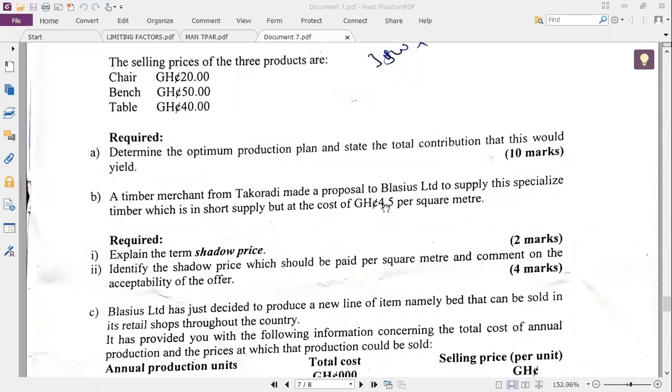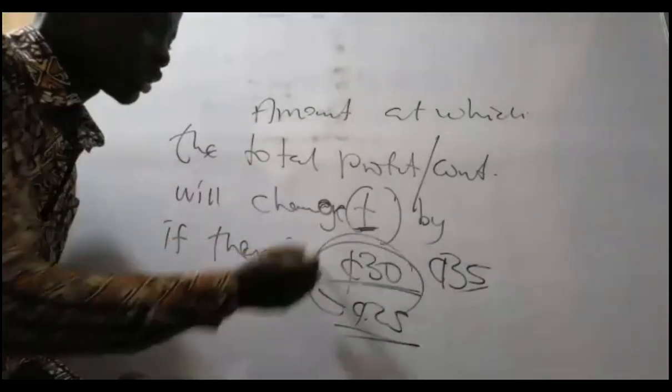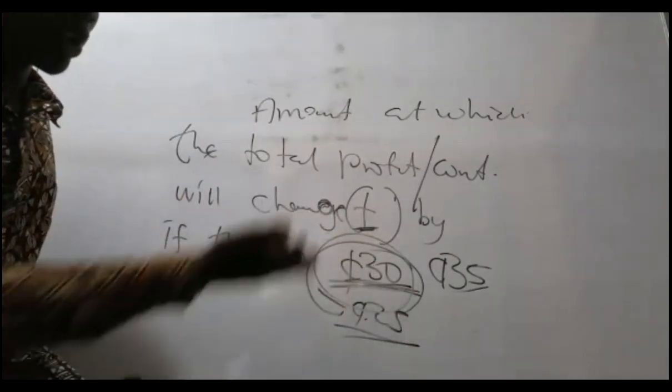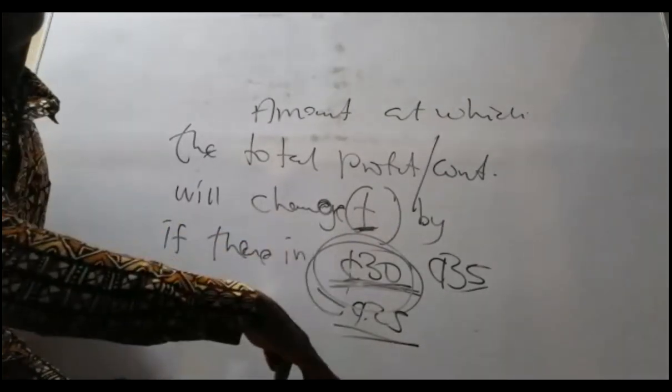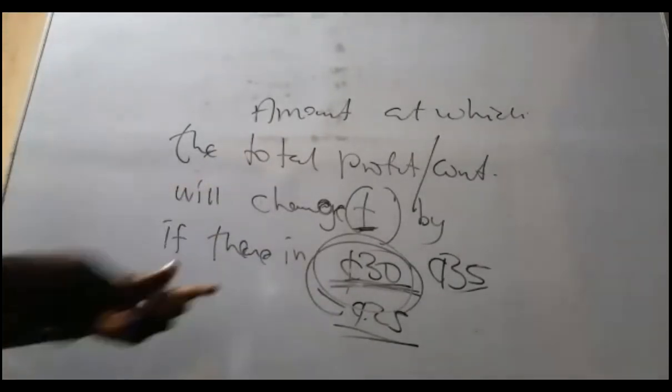Okay, the question was in two folds. First, identify the shadow price which should be paid per square meter. The shadow price becomes the actual value that you'll be willing to pay, because if I use it, I'm getting 30. I will not be prepared to pay more than 30 for it. Either I'll pay 30 to break even or pay less to make a profit. Now let's identify this in the question.